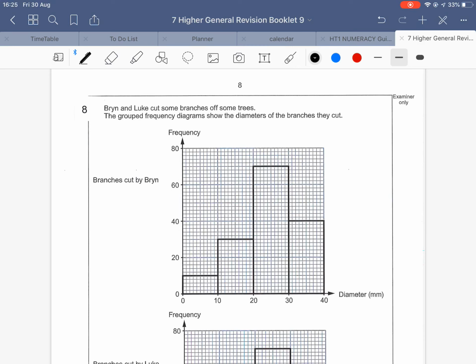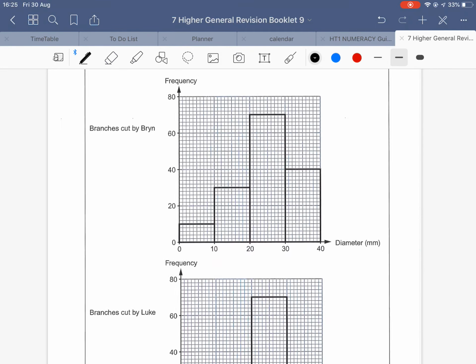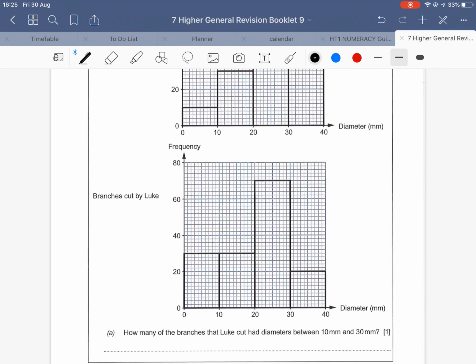Okay, Bryn and Luke cut some branches off some trees. The grouped frequency diagram shows the diameter of the branches they cut. So we've got who's at the top? Bryn and then Luke. Lovely.